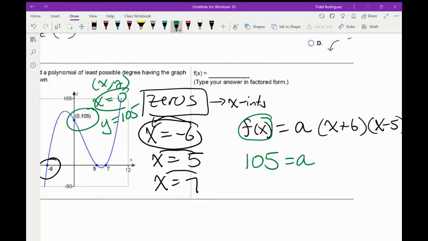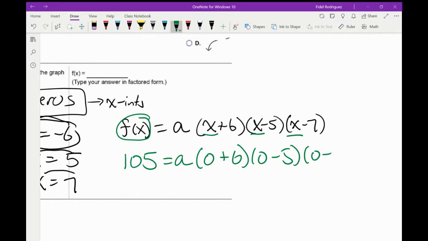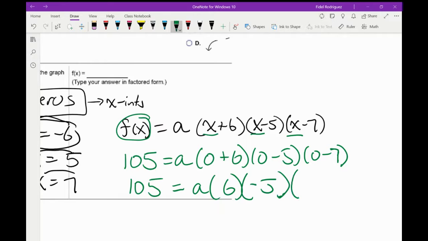Okay? And then since x is 0, I'm going to come back to this part of the problem, and everywhere I have the letter x, I'm going to put the number 0. So I'm going to put a 0 plus 6, a 0 minus 5, and a 0 minus 7. Okay. And I'm going to write 105 equals, let's see, a 0 plus 6 is 6. That is a -5. And this here is a -7.